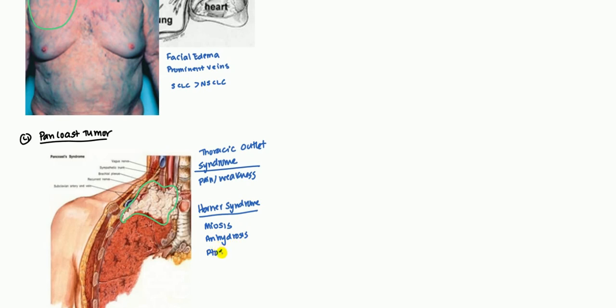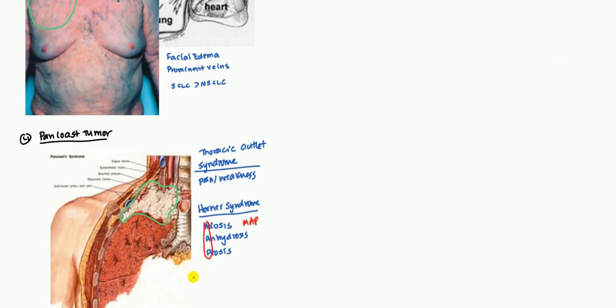And finally, ptosis, and this is because, again, the sympathetic nervous system is responsible for keeping your eye open. A good mnemonic for this is MAP, M-A-P, to help you memorize those three symptoms of Horner syndrome. So keep in mind, a lot of times this patient comes with Horner syndrome, it might be due to a Pancoast tumor, which is a tumor pretty much in the apical part of the lung.